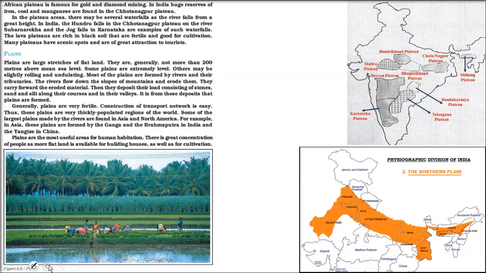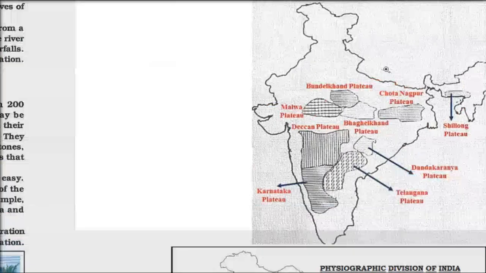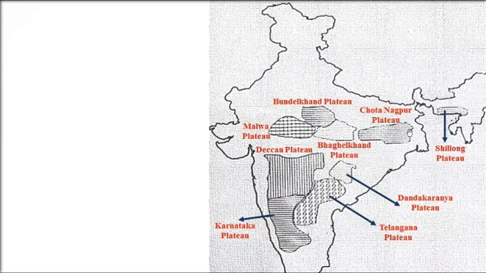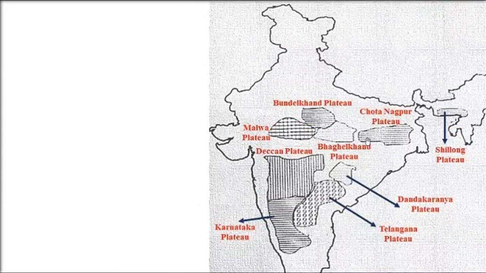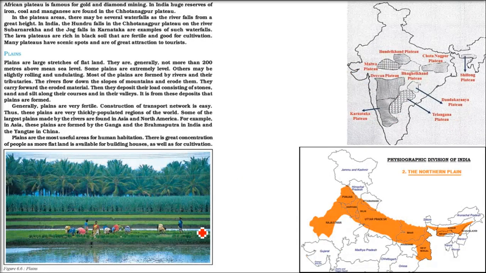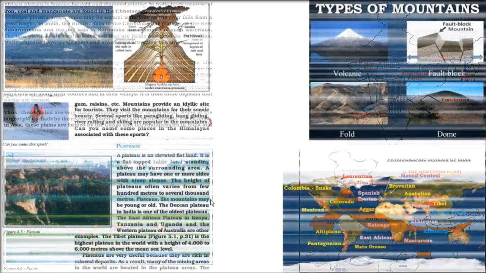So let me show you some of the plateaus which we have in India. Near the northern plains, here we have the Chota Nagpur Plateau. This is the Deccan Plateau we are talking about. In between we have the Bundelkhand Plateau, the Malwa Plateau, and different plateaus: Karnataka Plateau, Telangana Plateau, and then the Karanya Plateau, Shillong Plateau.